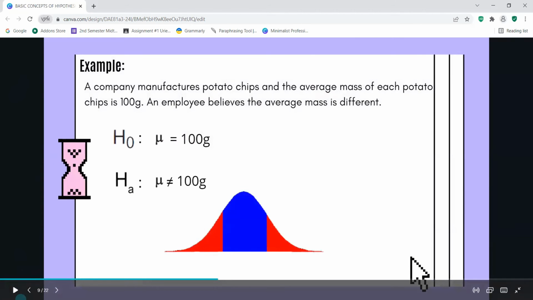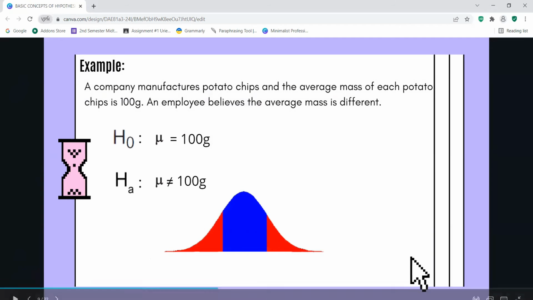So for our example one, a company manufactures potato chips and the average mass of each potato chip is 100 grams. An employee believes that the average mass is different. So for the null hypothesis, the first claim says that the average mass of the potato chip is equal to 100 grams. So our null hypothesis will be: population mean is equal to 100 grams.